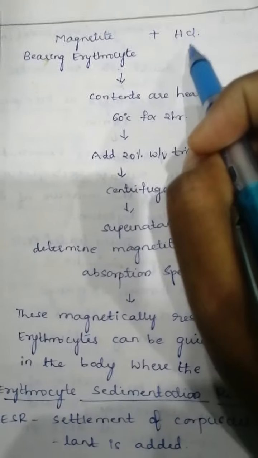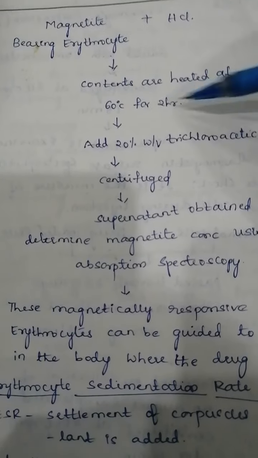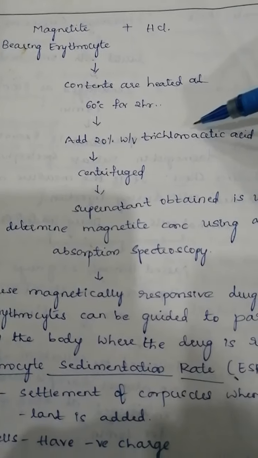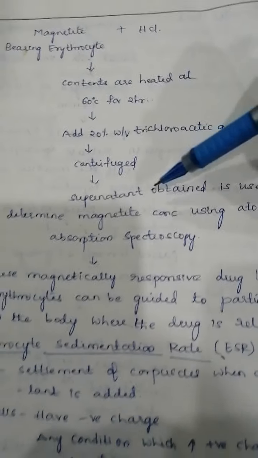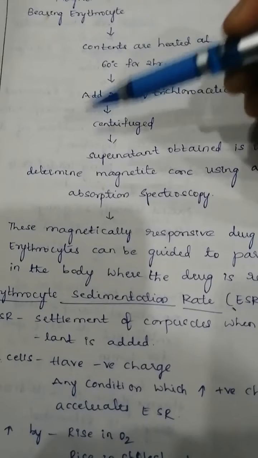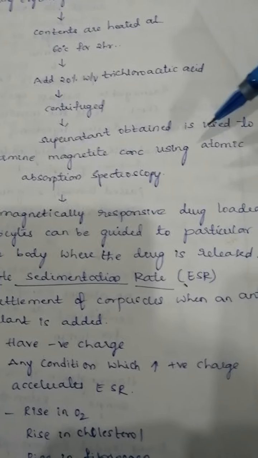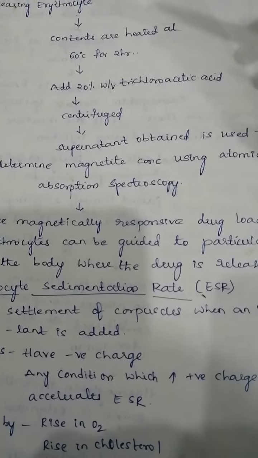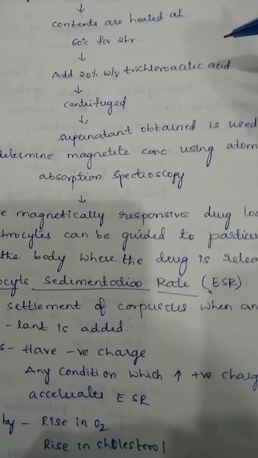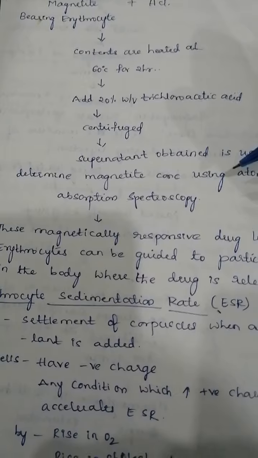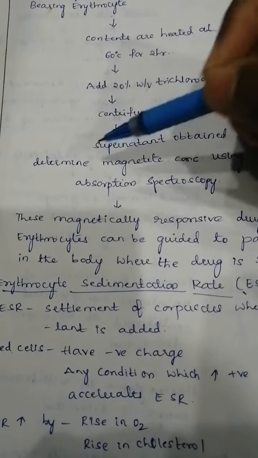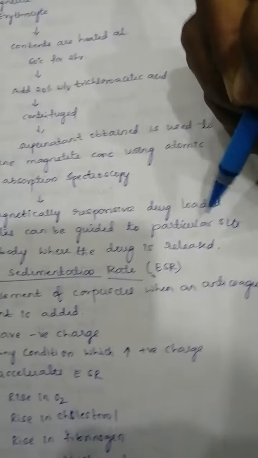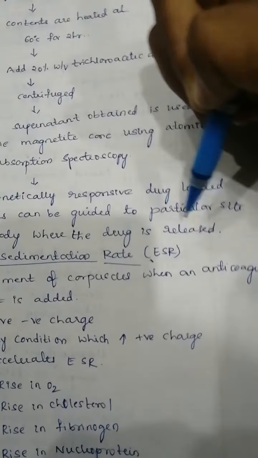In that we are going to add some HCl and the contents are heated at 60 degrees centigrade for 2 hours, and add 20% trichloroacetic acid and centrifuge. The supernatant obtained is used to determine magnetite concentration using atomic absorption spectroscopy. So in this we are going to find how much magnetite concentration is there, how much drug is there, so how the action is going to be. By this, these magnetically responsive drug loaded erythrocytes can be guided to particular sites in the body where the drug is released.